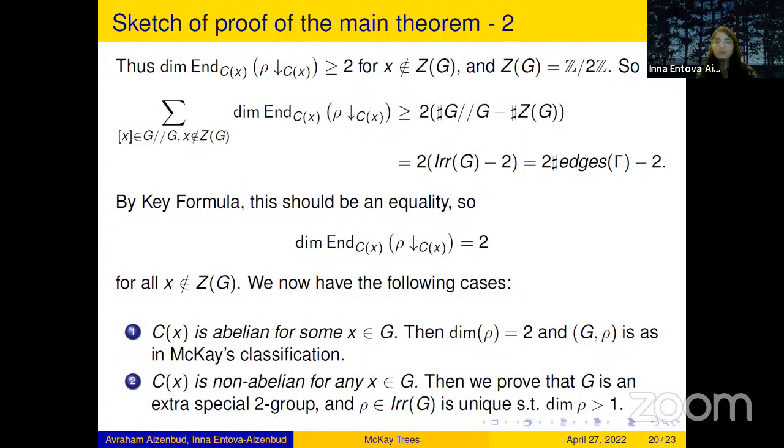And in that case, we obtain that G is the extraspecial 2-group, and rho is its unique irreducible representation of dimension greater than 1. So this is the end of the sketch of the proof.